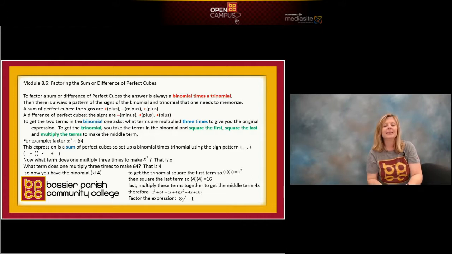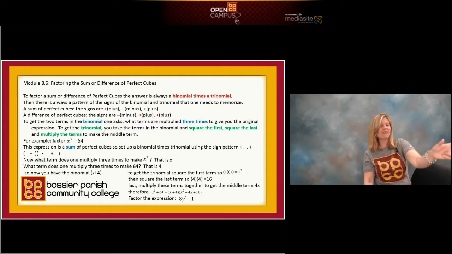Everybody's good? Now to get the trinomial, you're going to use the binomial. In words, you're going to square the first term in the binomial, you're going to square the last term in the binomial, and you're going to multiply the terms to make the middle. So everybody look at your binomial, x plus 4. Who's first? X. Square it. What's x times x? X squared. So I'll put an x squared first in the trinomial. Okay, in the binomial, who's last? 4. I'm going to square it. What's 4 times 4? 16. I'll put the 16 last in the trinomial.